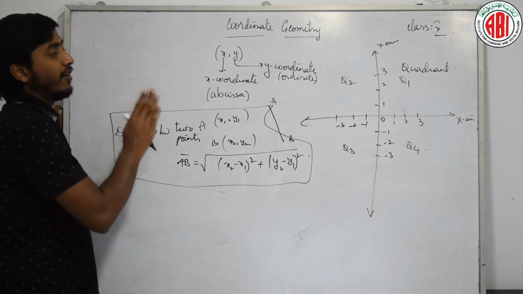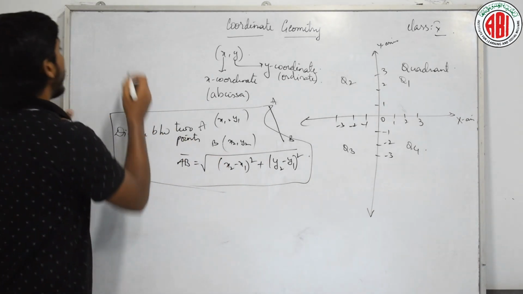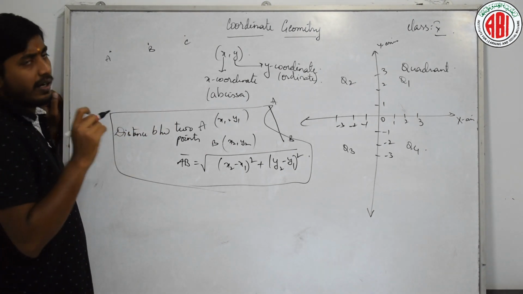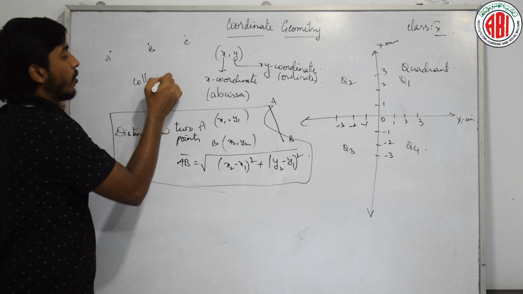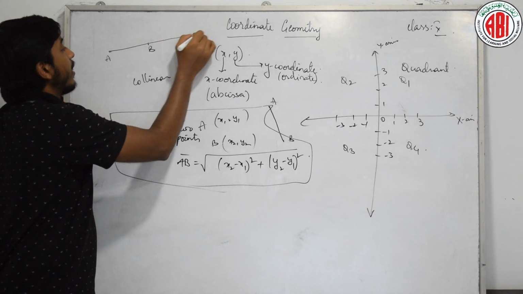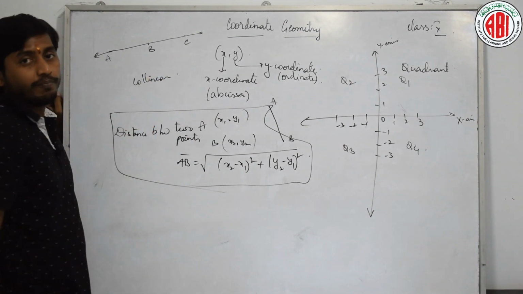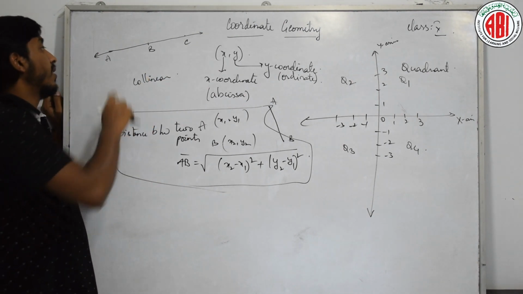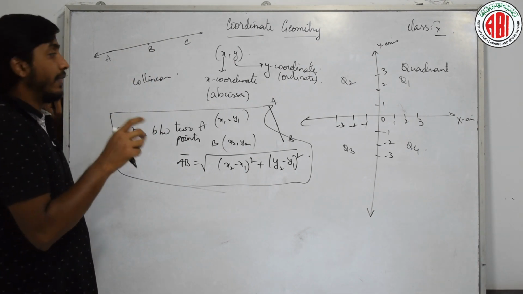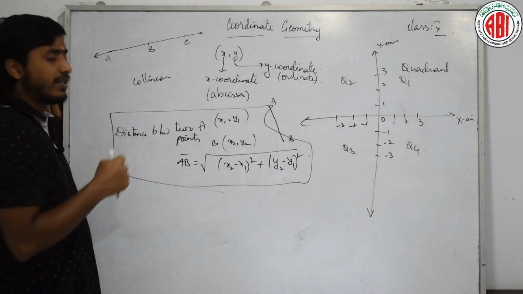Based on this formula, we will do more and more problems. They will ask you different conditions. Let us say I have 3 points, point A, point B and point C. There is a particular term called collinear. What does collinear mean? When these 3 points pass through the same line, then these 3 points are called collinear points. Okay, how do we define it using this distance formula?